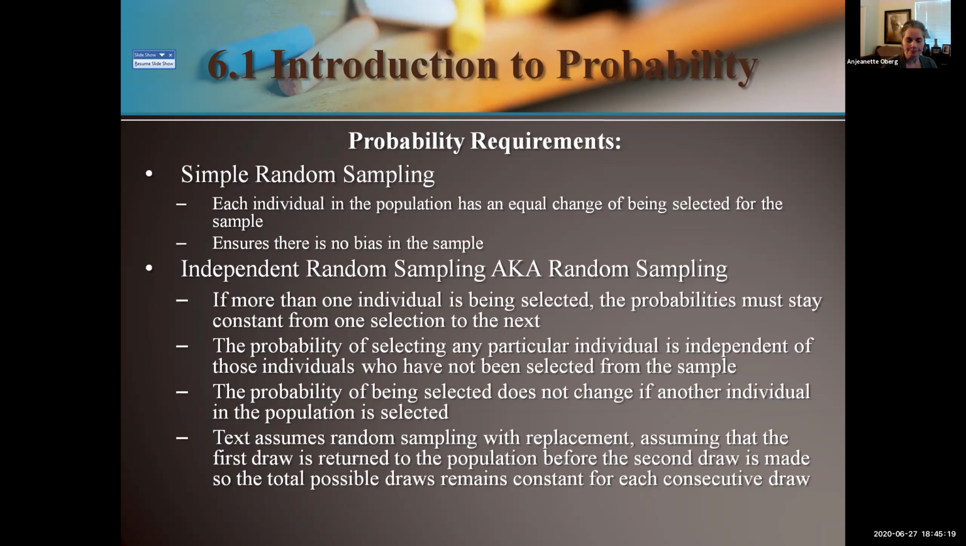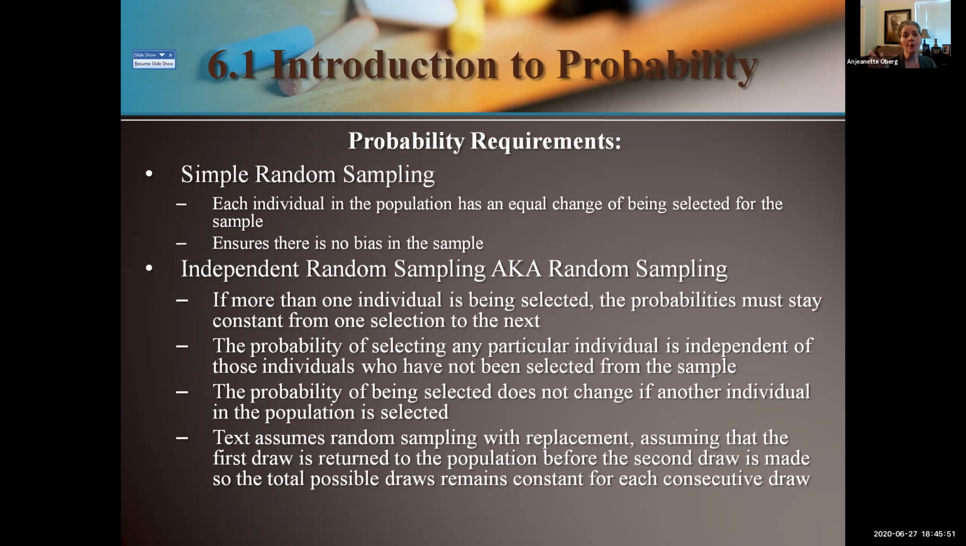There's also independent random sampling. So if you're selecting more than one person, then it's really important that the probabilities are staying the same with each selection, right? And so this actually assumes if I pull the first card, they have a 1 in 52 chance of being selected. But if I don't put that first card back, now the second pull only has a 1 in 51 chance of being selected.